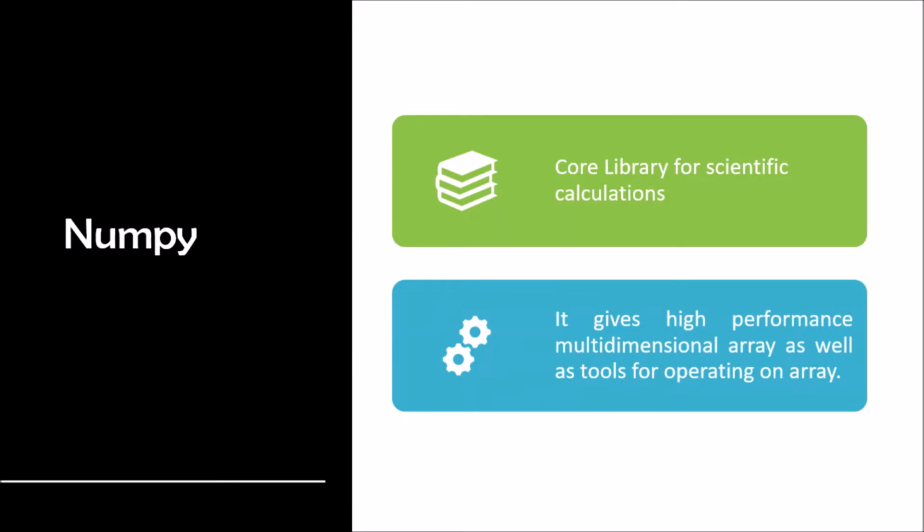Now what is the use of NumPy? It gives a high performance multi-dimensional array, meaning a one-dimensional array, two-dimensional array, or three-dimensional array, as well as tools for operating on that array. So NumPy is a library used for scientific calculation, and it gives us a high performance multi-dimensional array as well as tools for operating on it.